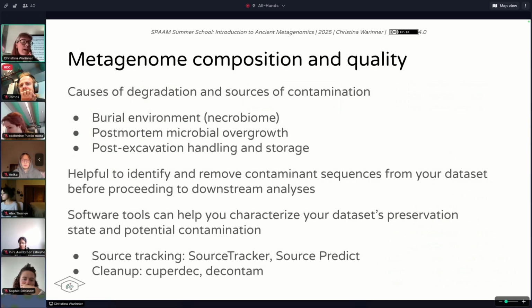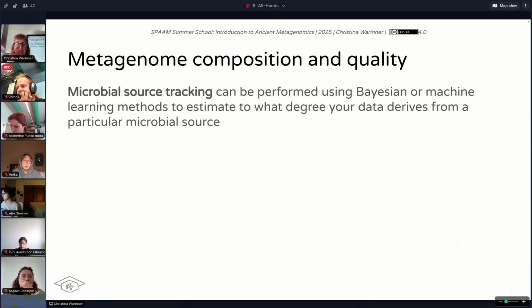The first is source tracking. And for that, we're going to use two different tools, Source Tracker and Source Predict. And there's some cleanup tools like CooperDeck and Decontam. All right. So microbial source tracking can be performed using Bayesian or machine learning methods to estimate to what degree your data derives from a particular microbial source.